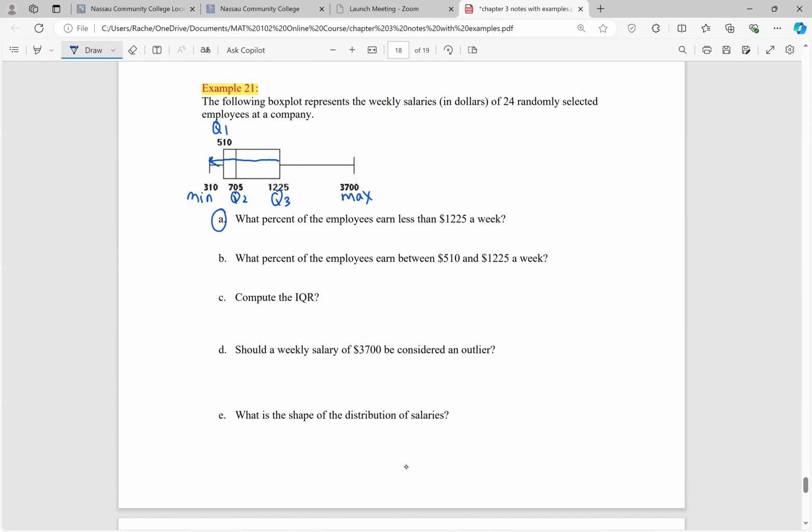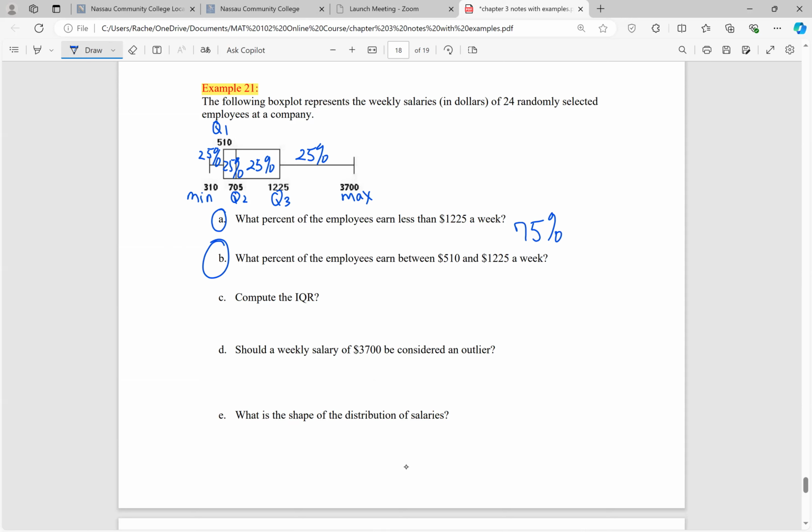And you could even label this if you want on the picture. So we have 25%, 25%, 25%, and then the last 25%. So what percent earn less than 1225? We said that's all the percentages to the left of Q3. We have to add them up, right? So that's going to be about 75% that are earning less than 1225 a week.